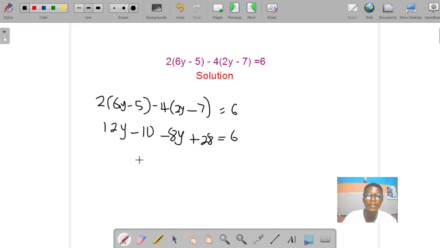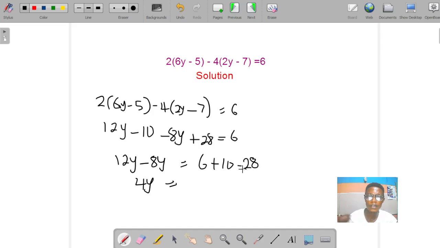You can decide to group your terms. I'll leave my unknown on the left-hand side and bring my constants to the right-hand side. So I'll be left here with 12y - 8y = 6 + 10 - 28. 12 minus 8 is 4y. 6 plus 10 is 16. 16 minus 28 is going to be what? It's minus 12, because 16 is smaller than 28, and when you subtract a larger number from a smaller one, it attracts a minus. So this is what we have here.